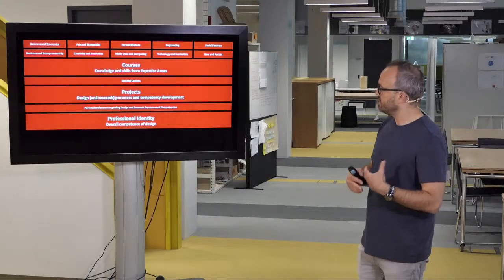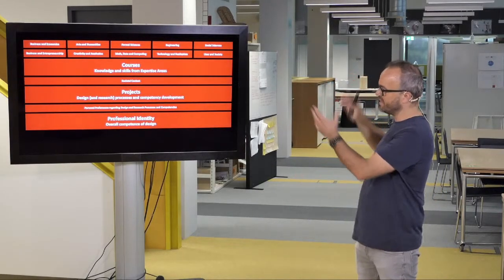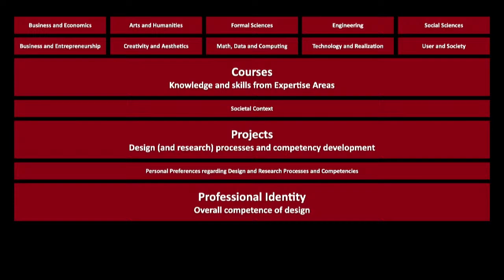Very good. Then I'm going to continue with the slides. So we discussed the expertise areas. We discussed how the academic disciplines relate to the expertise areas, how this translates into the courses and electives that you can take at Industrial Design. We discussed the different societal contexts in which we operate as a Department of Industrial Design, but also in a broader sense where you could operate as a designer.